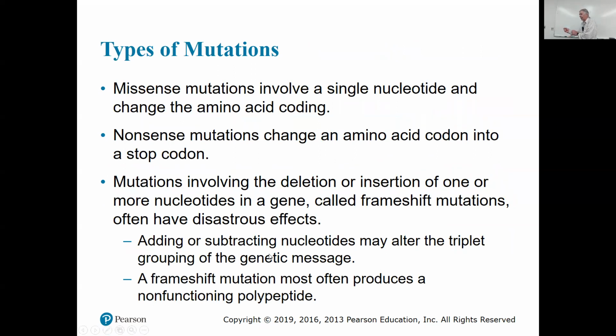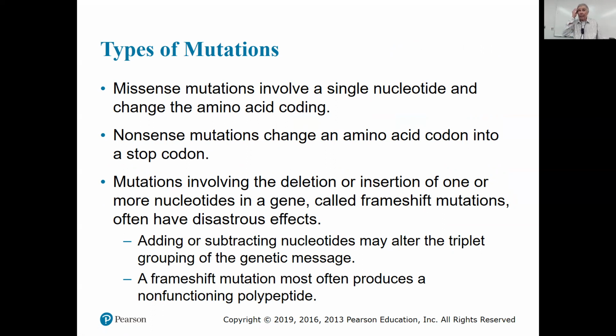So this is a missense mutation. It involves a single nucleotide and changes the amino acid coding. That's called missense. A nonsense mutation changes an amino acid codon into a stop codon. And what can that do?